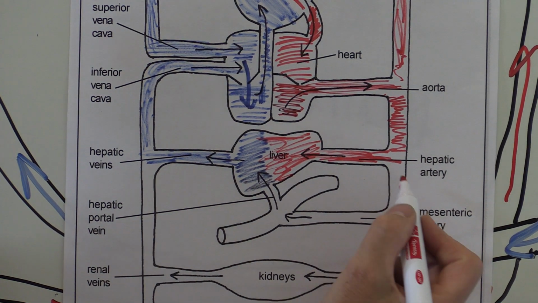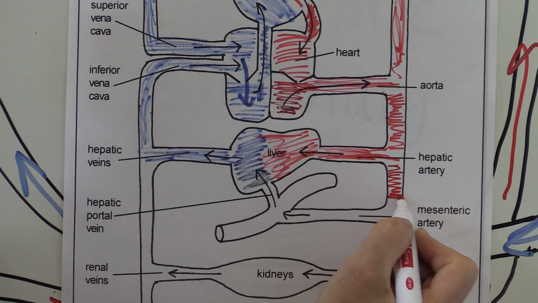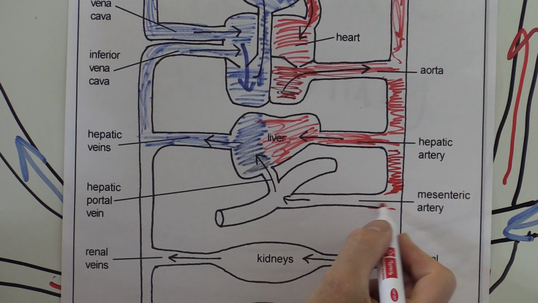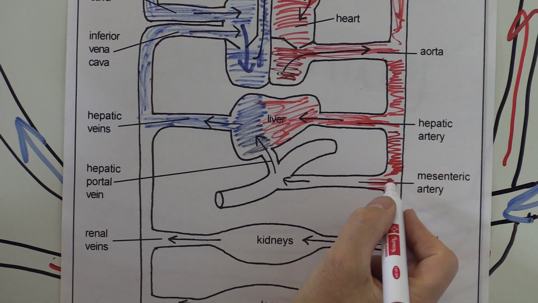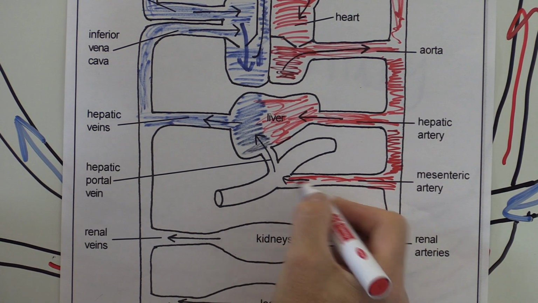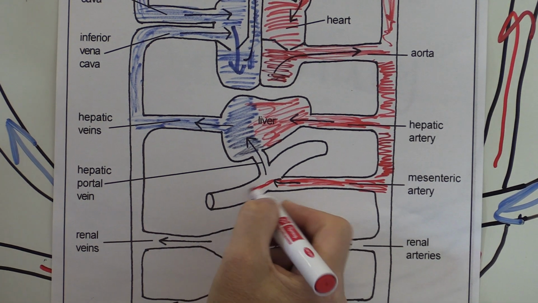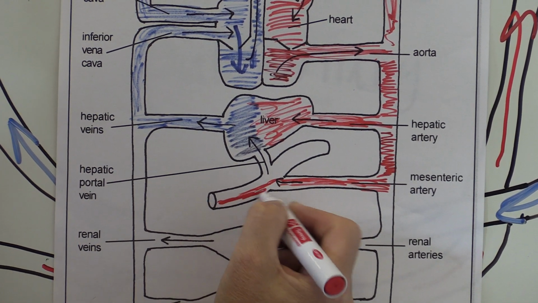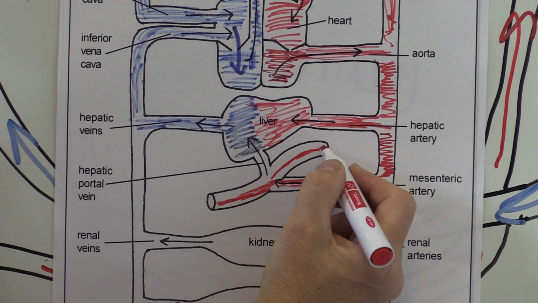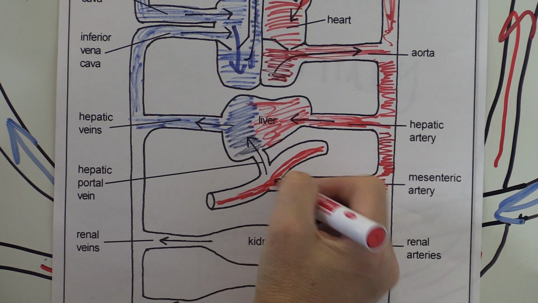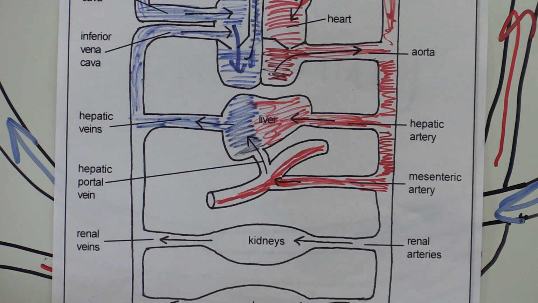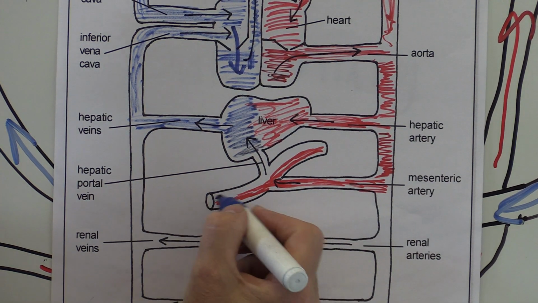Now, oxygenated blood is also going to go to the organs of the gastrointestinal tract, and one of the vessels involved there is the mesenteric artery. That's going to take blood to the gut. This tube here represents the gut. So the oxygenated blood will go into the gut, the gastrointestinal tract, and it will become deoxygenated.